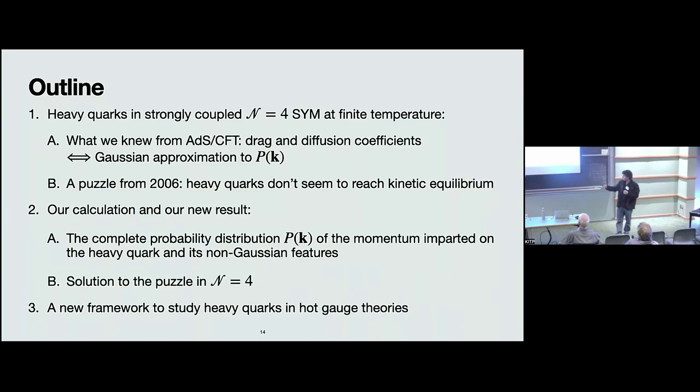And once I've gone through that, I'm going to essentially complete the calculation. Instead of just doing the drag and diffusion calculation, I'm going to do the whole probability distribution that I just introduced. And I'm going to show you that everything is fine. Heavy quarks do thermalize in the way that you would expect. And with that, as a consequence of having an explicit calculation with which to compare, we're going to be able to set up a framework that we'll be able to use in other gauge theories as well.